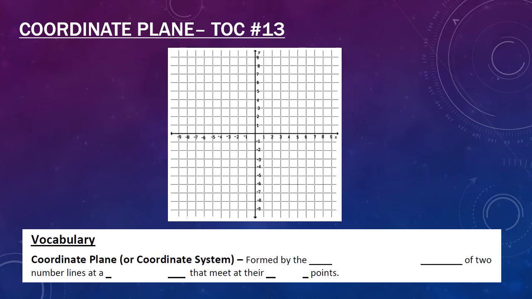The coordinate plane, or the coordinate system, is formed by the intersection of two number lines at the point that they meet at their 0 points. So, it's the point in the middle, this point right there, where the horizontal number line, which is that purple line right there, and the vertical number line meet, or where they overlap. That is your middle point, that 0 point, and that is how the Cartesian coordinate system is formed, by those two number lines overlapping.